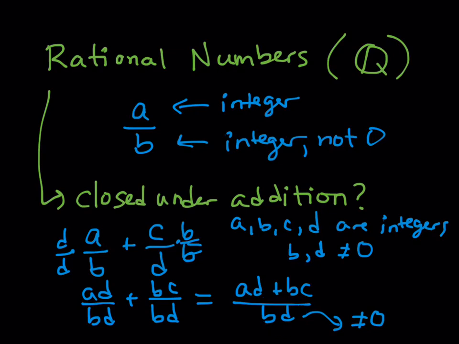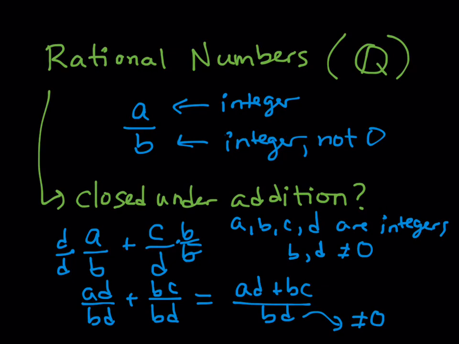And then how about the numerator? So not only am I multiplying two integers together, but then I'm also adding two groups of two integers together. So when you add integers, do you still get an integer? And the answer is yes. So that helps me know that this numerator is also an integer.